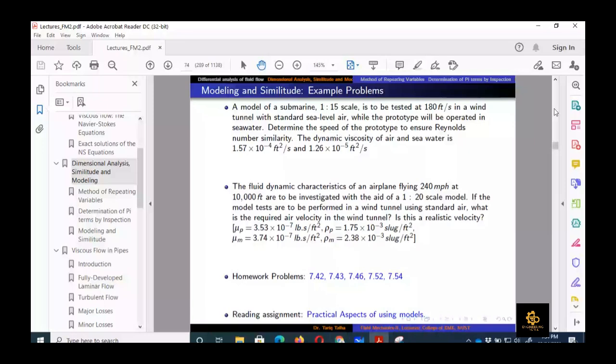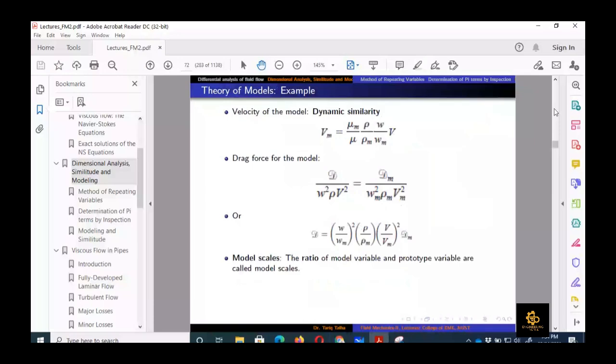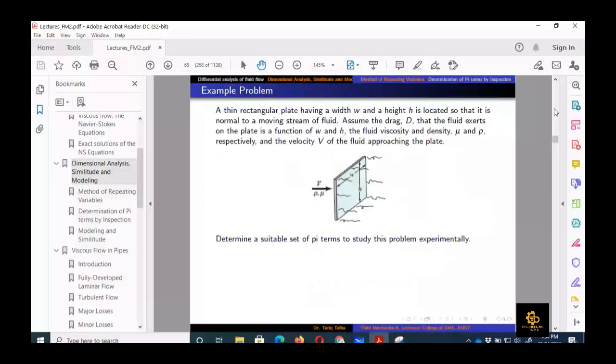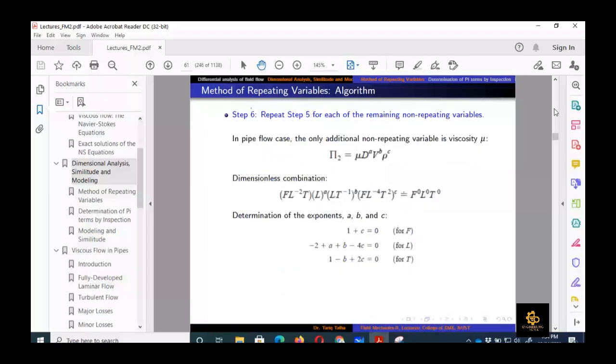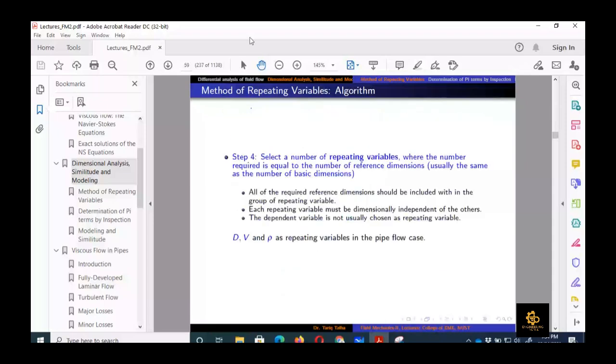Selecting repeating variables has two or three conditions. If I take you to the slide, step number 4 says: select a number of repeating variables where the number required is equal to the number of reference dimensions. Reference dimensions are basically the basic dimensions needed to describe those variables. Usually they are 3, so in most cases the number of repeating variables is 3.